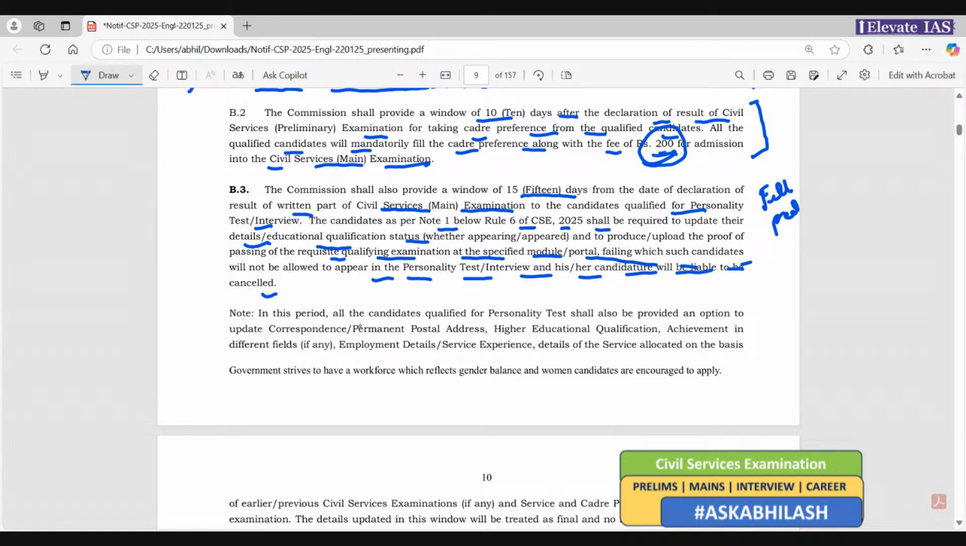So in this period, all candidates qualified for the personality test shall also provide an option to update correspondence and permanent address, higher education qualification, achievement in different fields, employment details, service experience, details of service selection on the basis of earlier or previous civil service examination, and service cadre preference of the current examination.